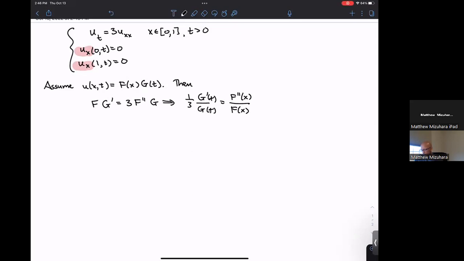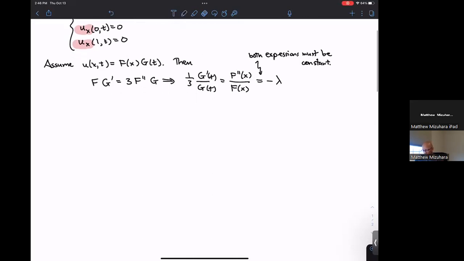So as before, as usual, because these are equal for all space and time, this must be a constant, right? So both expressions must be constant. And as usual, we'll denote this constant by minus lambda.